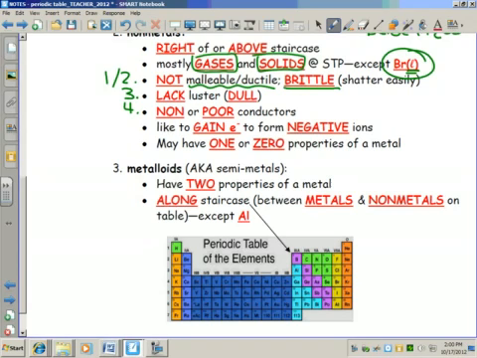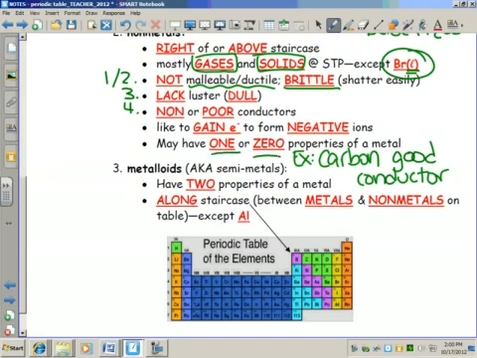Now, these guys can have either 1 or 0 properties of a metal, and a good example of this you'll find in the lab. Carbon is a good conductor. That's the only property of a metal that carbon has, but it does have it. So they may have 1 or 0, but no more than 1.